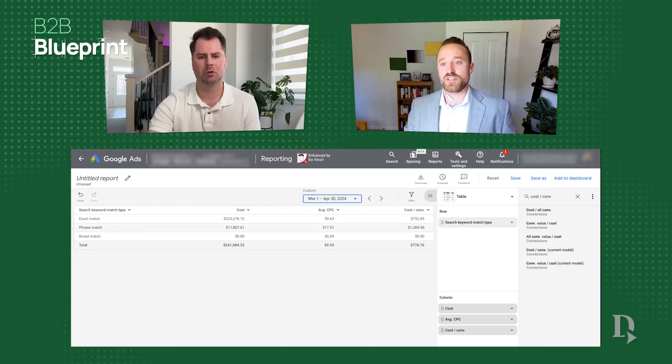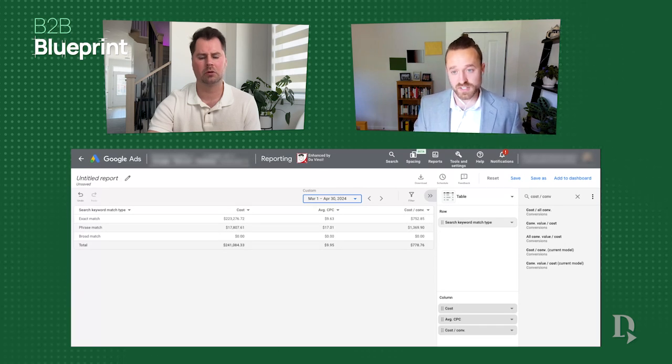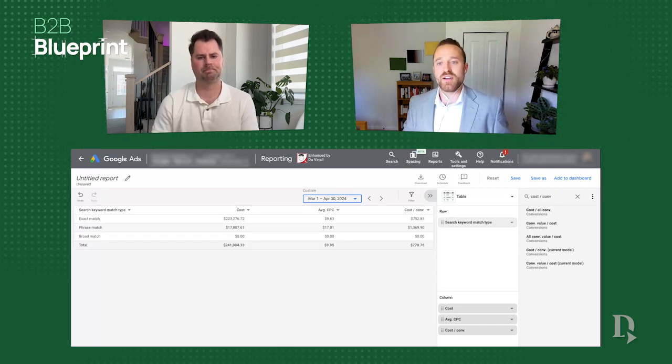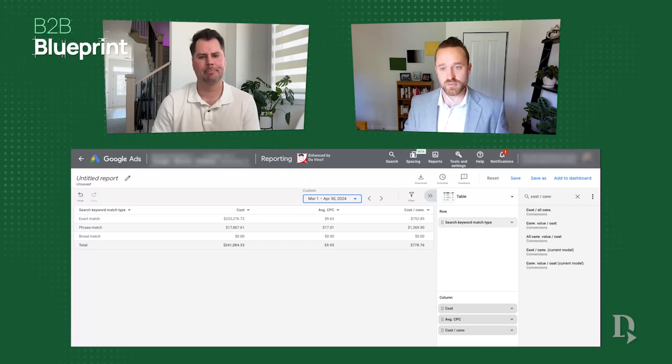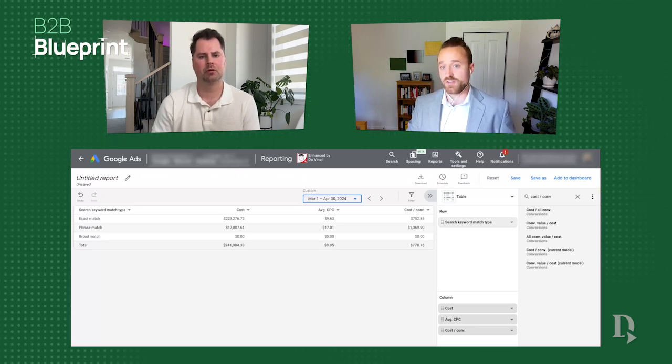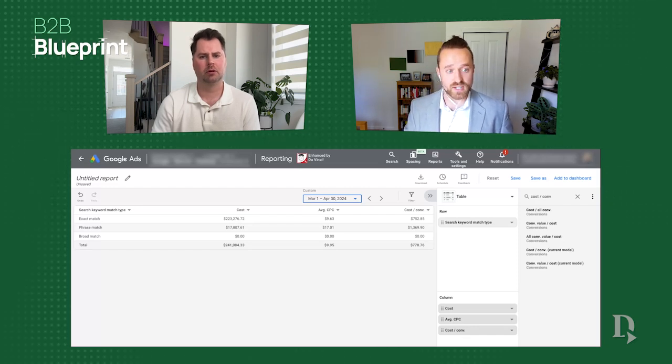the cost per conversion has decreased from over 2,000 to under 1,400 for phrase match. So even then, we've still made significant gains in how efficient our phrase match keywords are by doing keyword auditing, doing search term auditing, and making sure that we're showing up for the right searches at the right time.